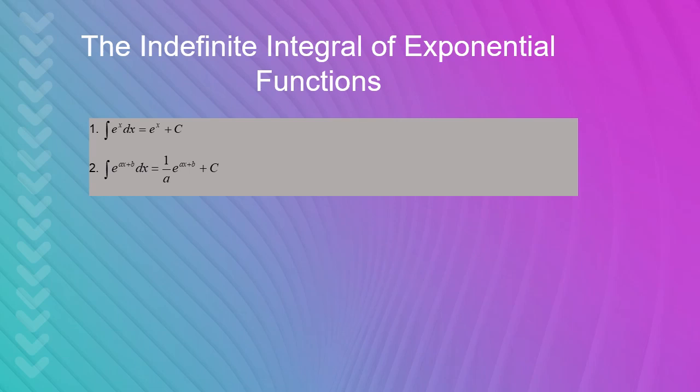Next is the indefinite integral of exponential functions. If we want to integrate the function e to the power of x, we will get the same function e^x plus c. If we have the integration of the function e raised to the power of ax plus b dx, we will get e raised to the power of ax plus b, and then divide by the constant for x, which is a, so divide by a plus c.